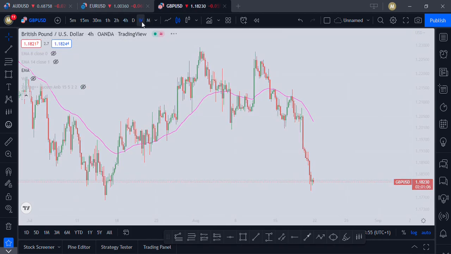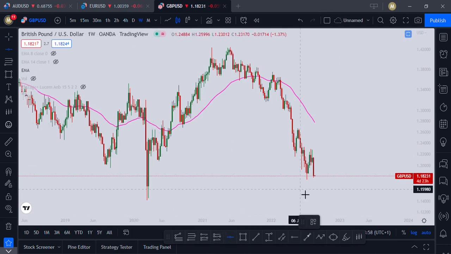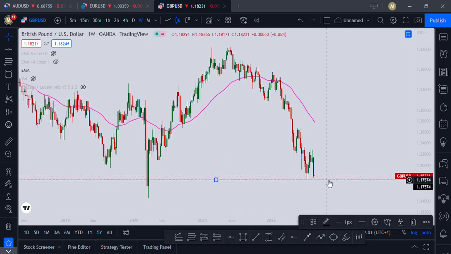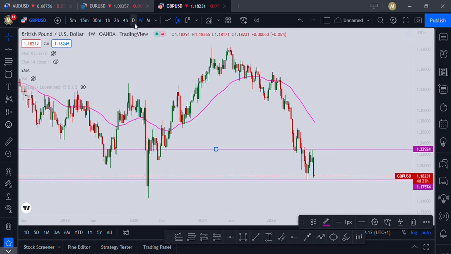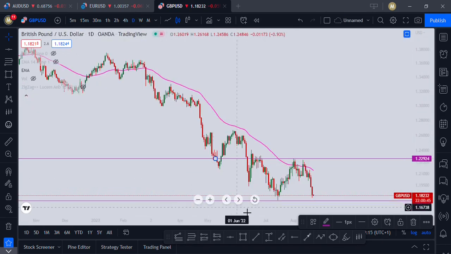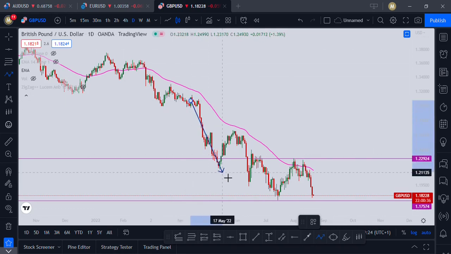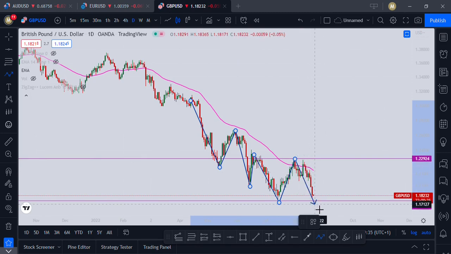GBP USD, let's go to the weekly. Easy, we mark out the weekly as we did on the previous pairs. Now that we're done with the weekly, we'll move to the daily. As we can see, the market has been going down, creating lower lows and lower highs. There's a lower low, lower high, lower low, another lower high. Now I came here, created another lower low, came here, created a lower high, forming a double top, and now the market is going down.